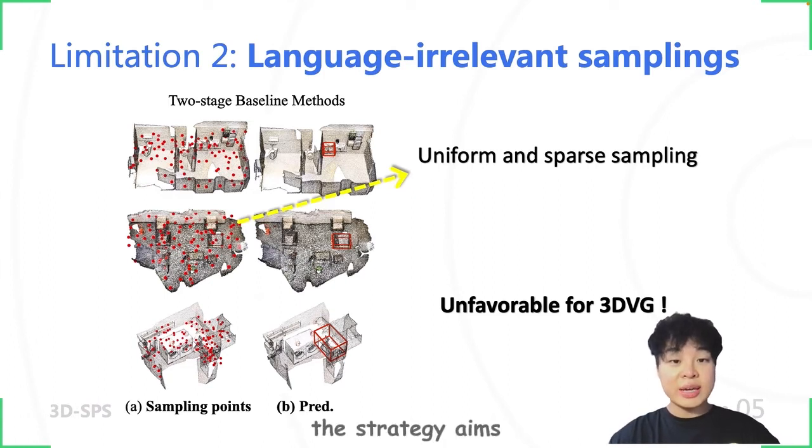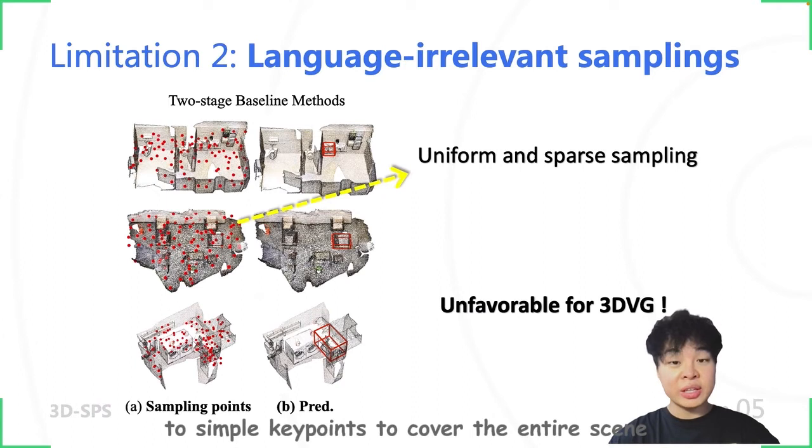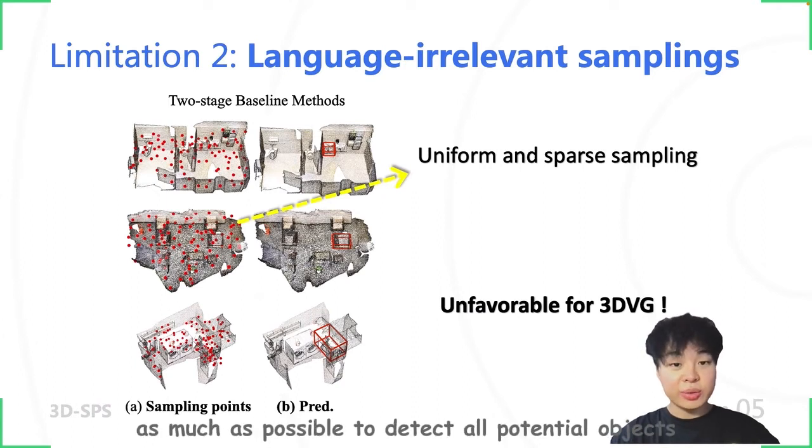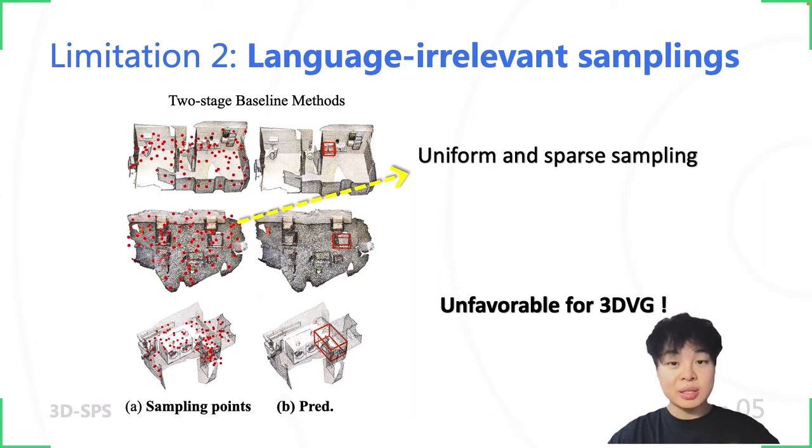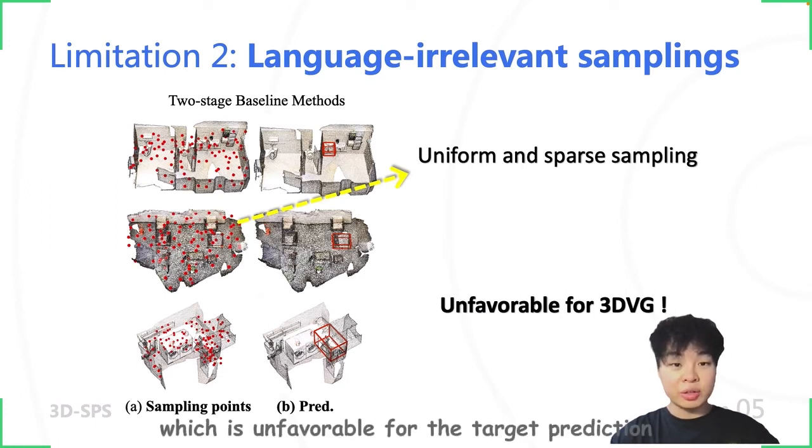The strategy aims to sample key points to cover the entire scene as much as possible to detect all potential objects. Thus, the proportion of the target key points is relatively small, which is unfavorable for the target prediction.